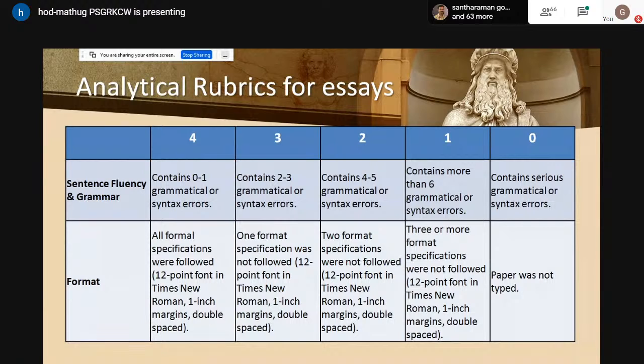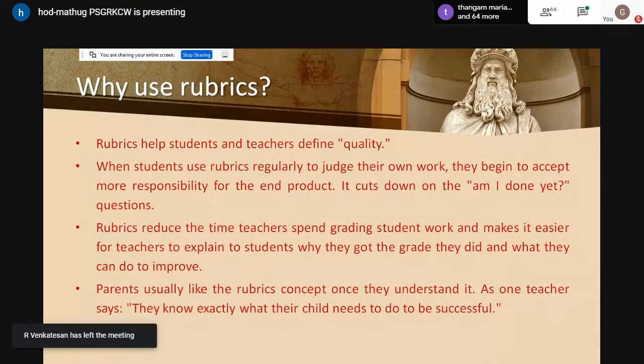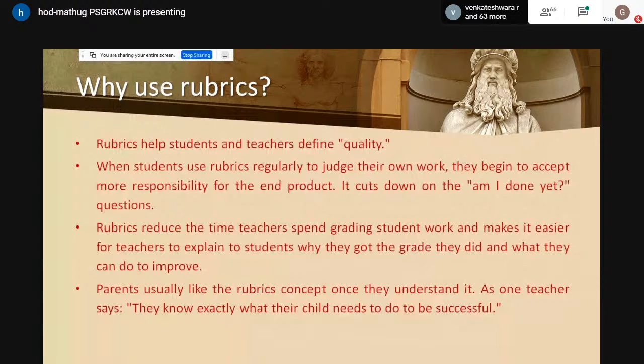Students also use rubrics regularly to judge their own work. So when I have told him this is the expectation of my assessment, in this assessment I'm going to use these following criteria to assess your essay. Then the student will himself check. Because when you do cut and paste, sometimes instead of Times New Roman, some other font will appear, or the font size may not be uniform. So the student will be checking and rechecking at least for the format.